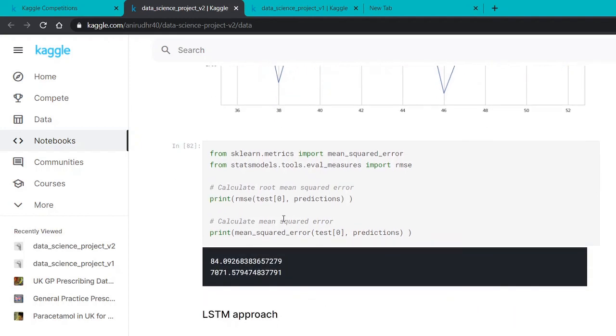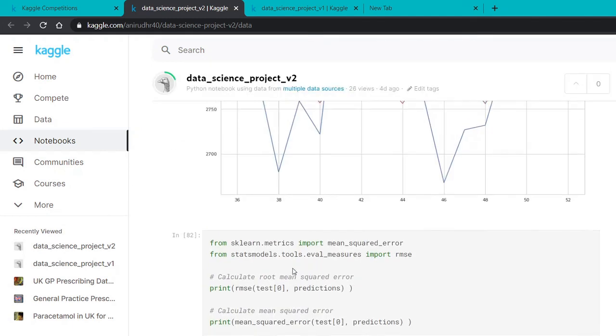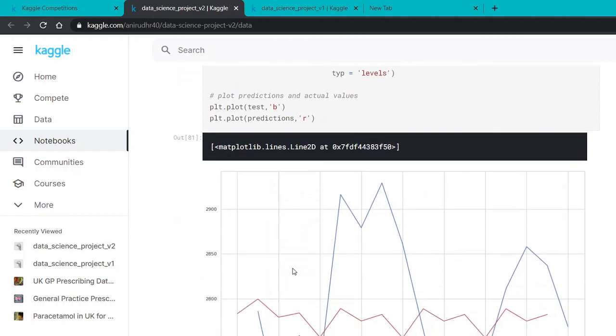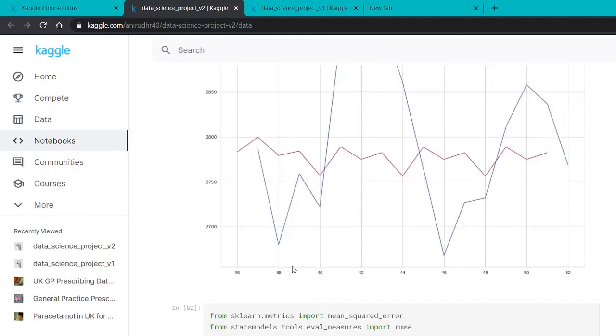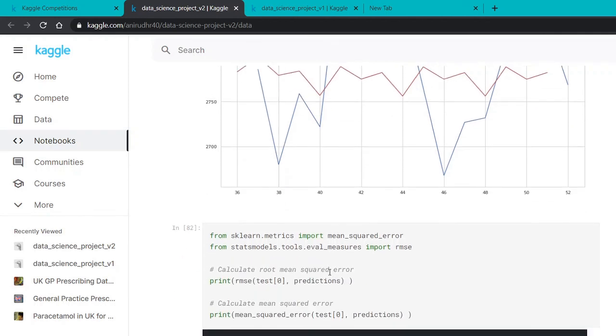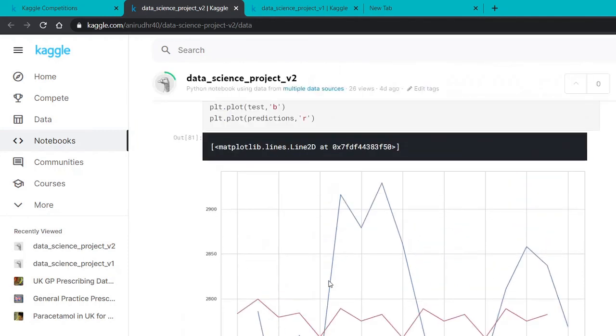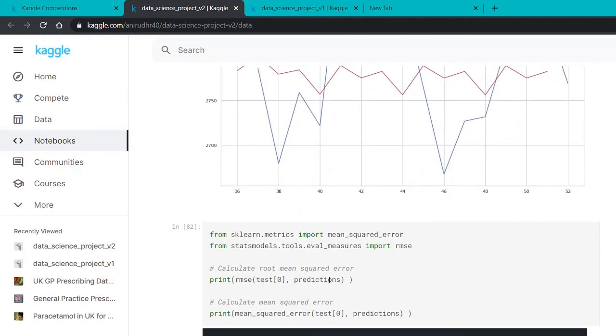Also you can see the RMSE, root mean squared error, and mean squared error, since it's a regression kind of curve. We thought of looking into an LSTM approach, but since the number of samples that we've got is only 52, over a year's time, there is a very high probability that the LSTM would overfit the data and we wouldn't get good results on the testing set. So we avoided that and we have stuck here with ARIMA.